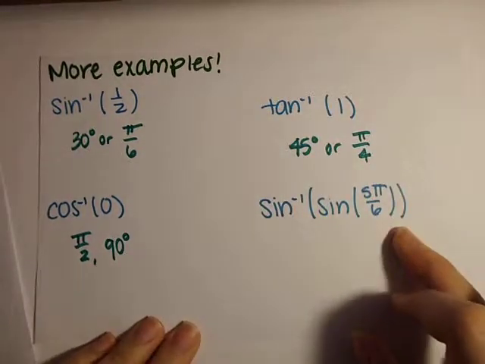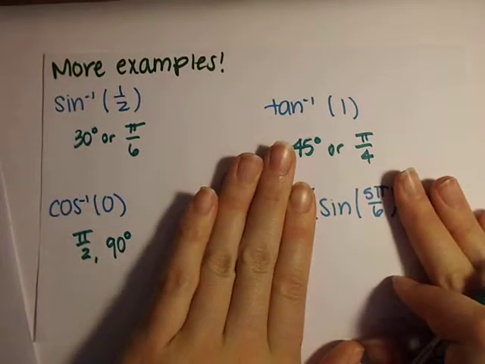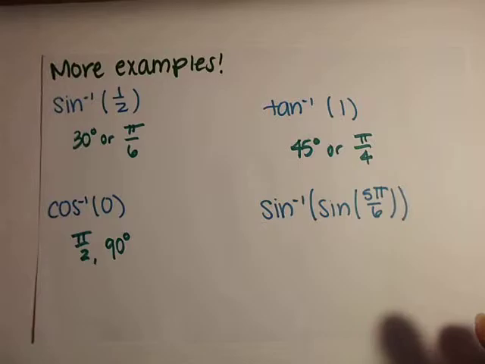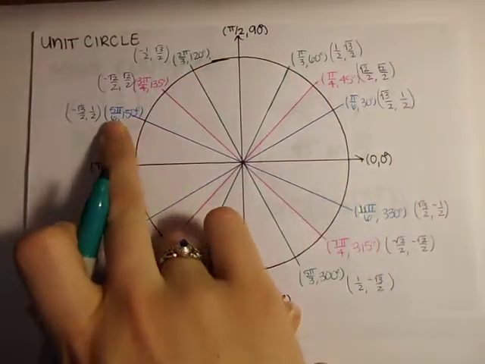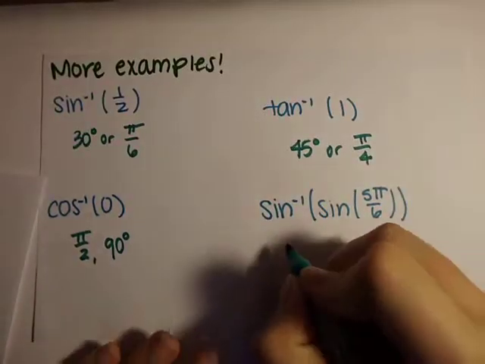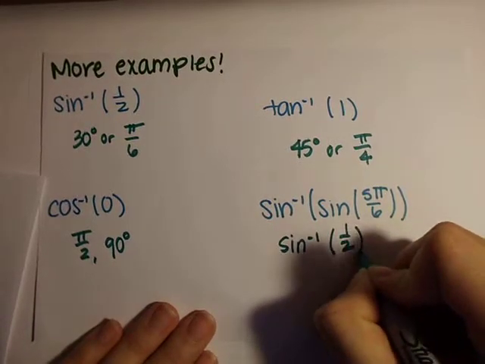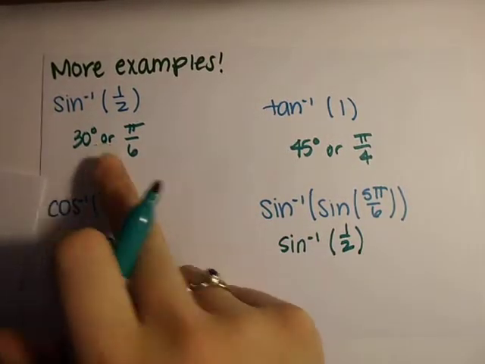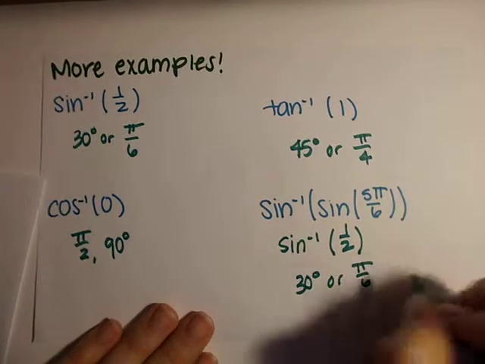This one's a little tricky. It's a step-by-step process. You're going to include PEMDAS, so start inside. The sine of 5 pi over 6. You go around, you find 5 pi over 6. The sine of 5 pi over 6 is going to be your y value of 1/2. So I need to find the inverse sine of 1/2. And we did that earlier, and we have 30 degrees or pi over 6.